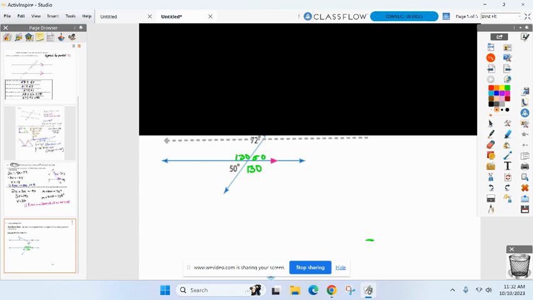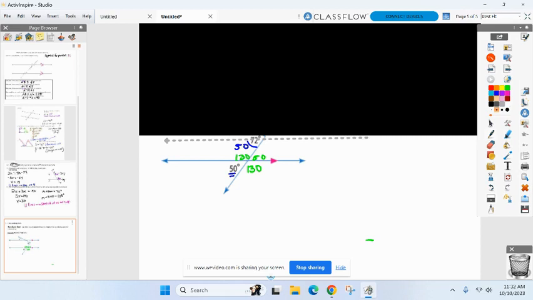Can you guys let me know what this angle right here should be so I can label it? What should that angle be? Why 50? Because it's either alternate interior with this 50. Look, it's corresponding with this 50. Does everyone see that? This angle here is going to be 50. Are we okay? We see why?